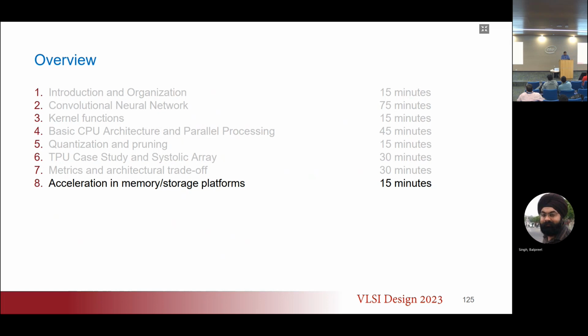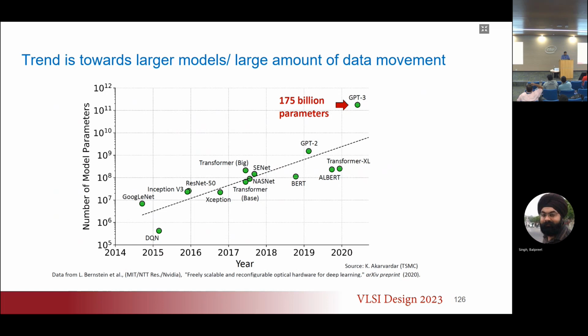And these are all considerations in making decisions. Lastly, I will talk about the work that people do in memory and storage platforms. The trend is towards very large models and large amounts of data movement. So if you're doing GPT-3, I was completely off by a factor of 1,000 this morning when I said 170 million. It's 175 billion parameters. And these are the various model sizes, like the popular ones.